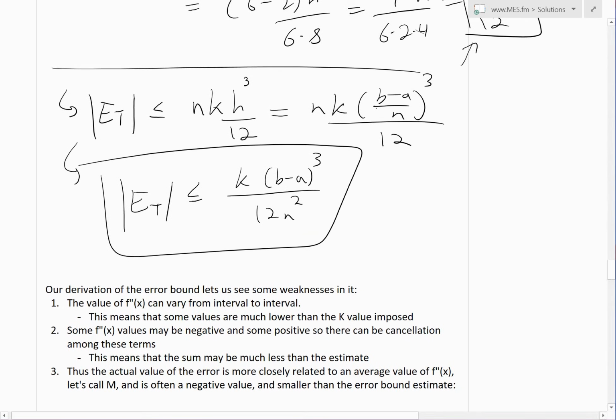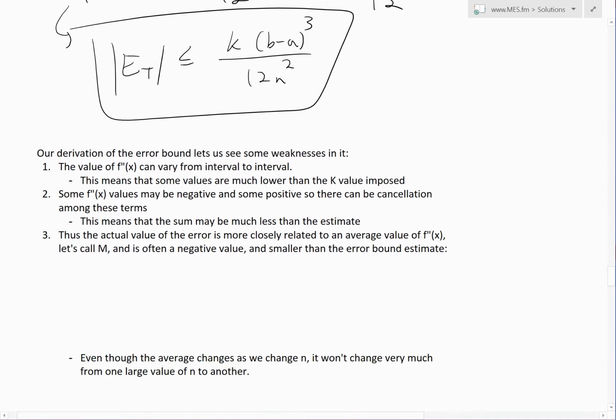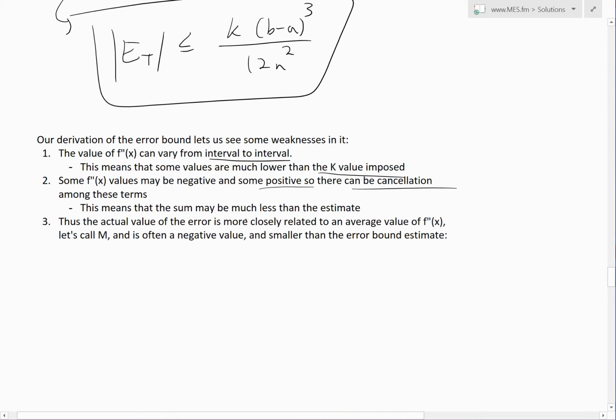And now some important notes on this proof. Our derivation of the error bound lets us see some weaknesses in it. One of the weaknesses is that the value of f double prime of x can vary from interval to interval. So this means that some values are actually much lower than the K value which we imposed on it, which was an upper bound. And also some values may be negative and some positive, so there can be cancellation among these terms. This means that the sum may be much less than the estimate as well. So both of these lower what our estimate is.